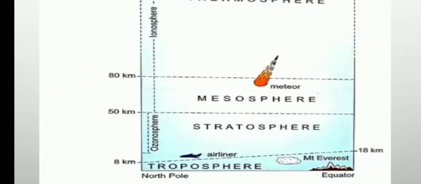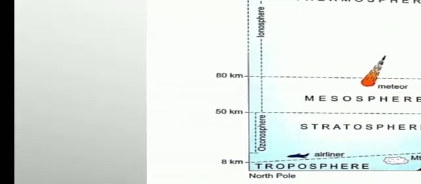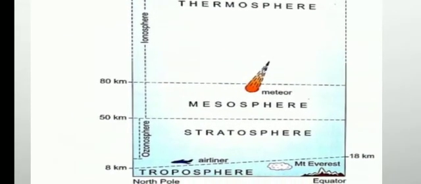Next one is mesosphere. The mesosphere lies above the stratosphere. It extends to about 80 km above the Earth's surface. In this layer, the temperature decreases with altitude and falls as low as minus 85 degrees Celsius.